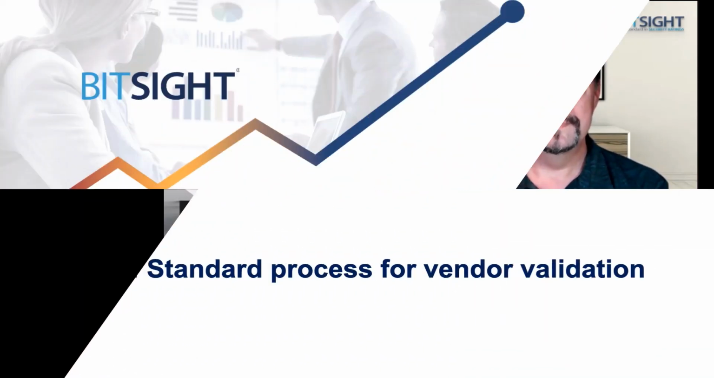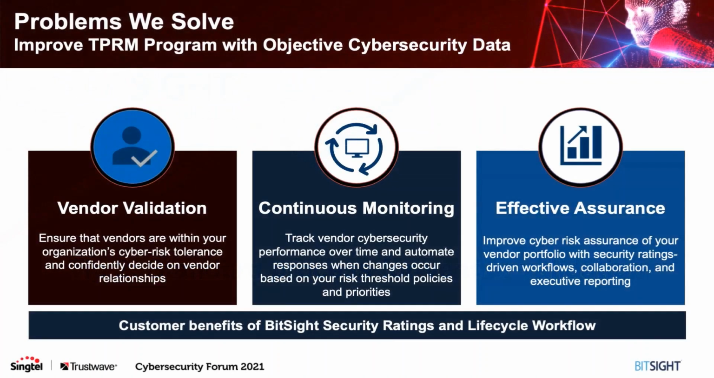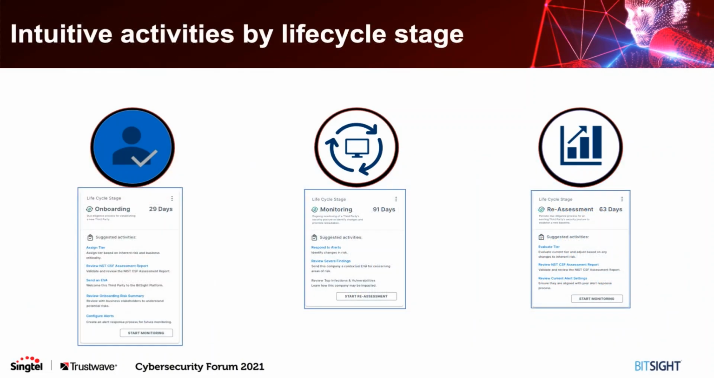In tip 2, we'll talk about the ability to apply standard processes for vendor validation. When you onboard a new vendor, you have a number of due diligence steps you are likely to take action on. By using BitSight as a starting point in the cyber risk gathering process, you get a good starting point for these jobs. By providing suggested activities for each stage of the lifecycle and providing a timer for each stage, you begin to build a standardized process for your vendor validation activities.